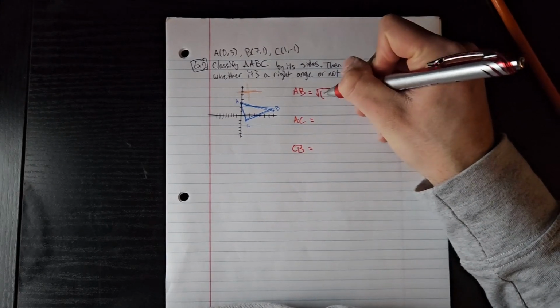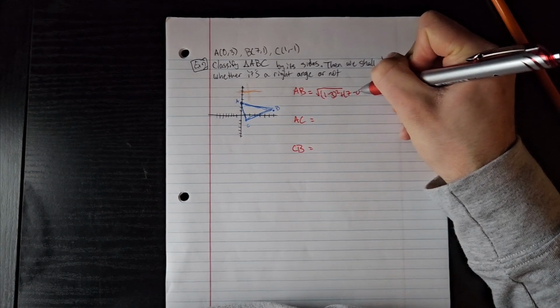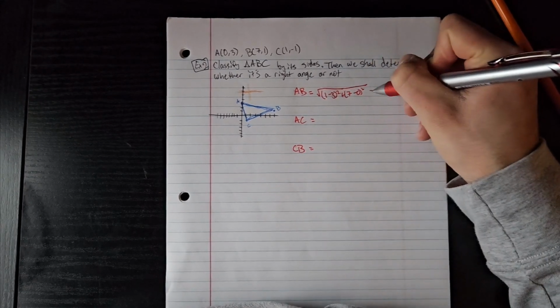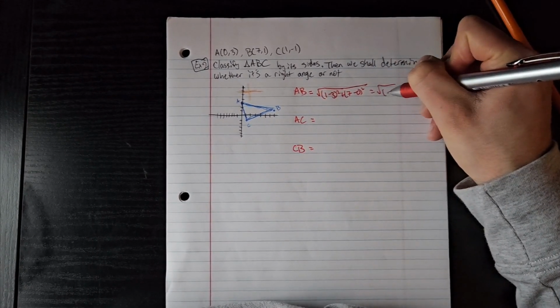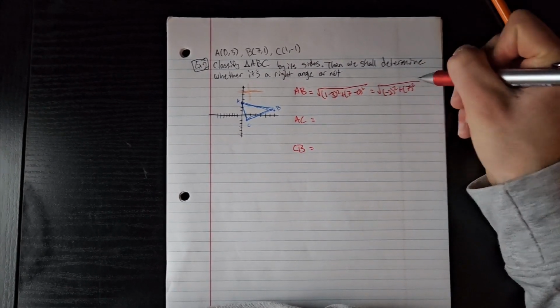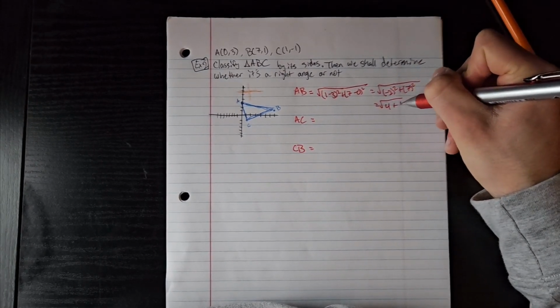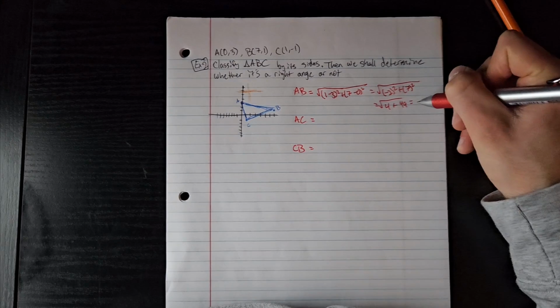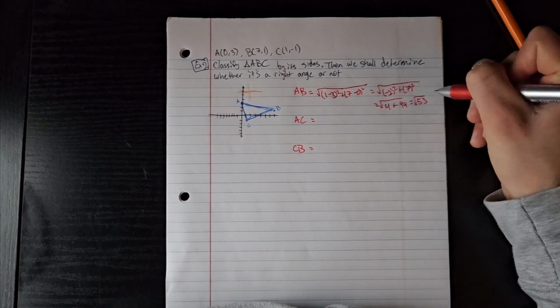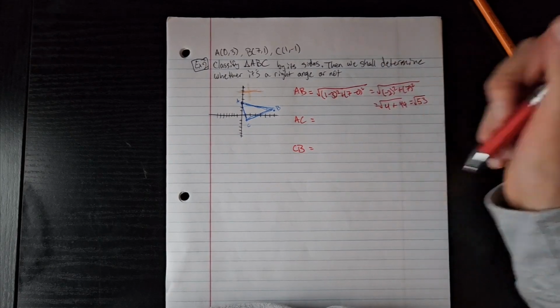So we got AB first, which is (7, 1) and (0, 3). So I'm going to do 1 minus 3 squared plus 7 minus 0 squared, giving us negative 2 squared plus 7 squared, giving me 4 plus 49, which is the square root of 53. I'm not going to simplify it.